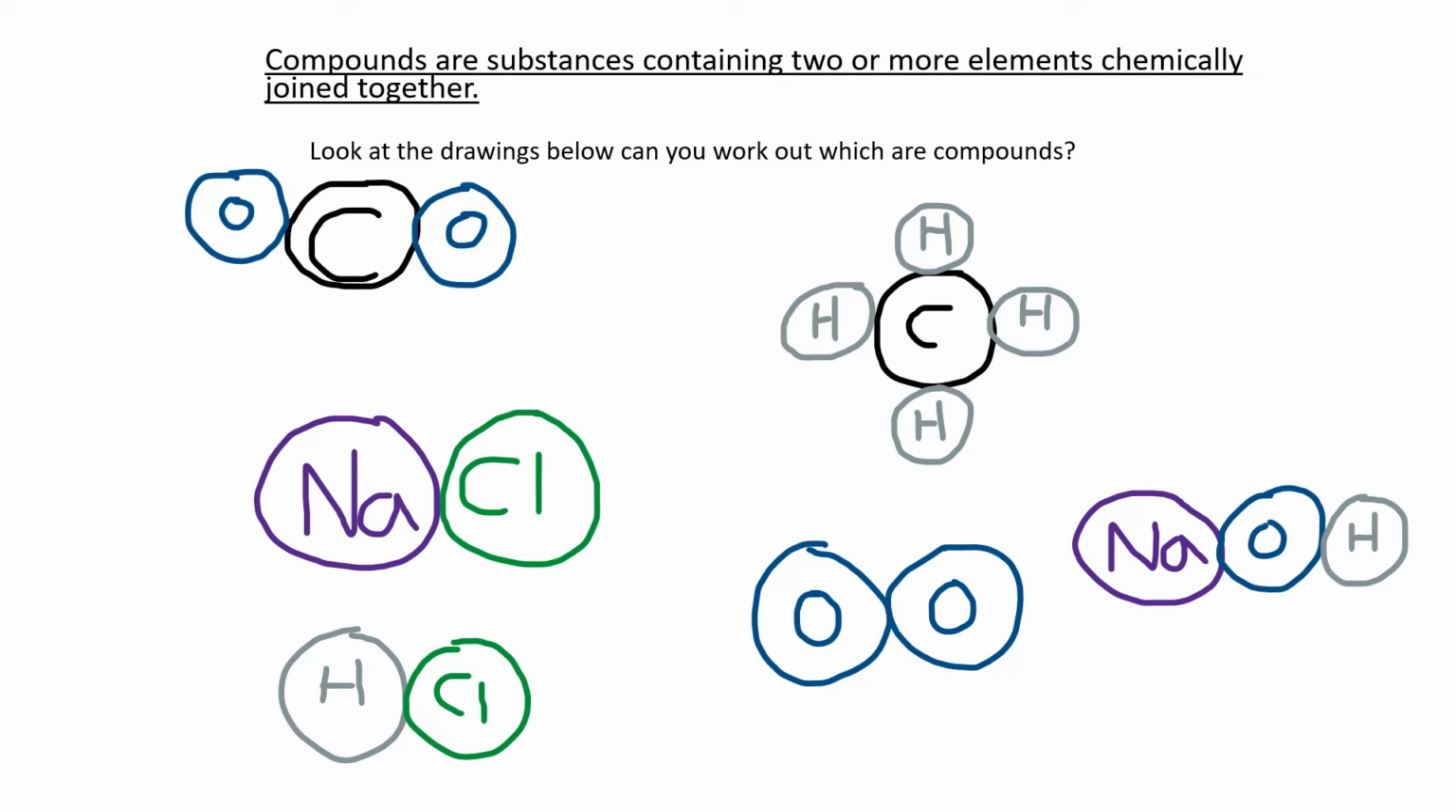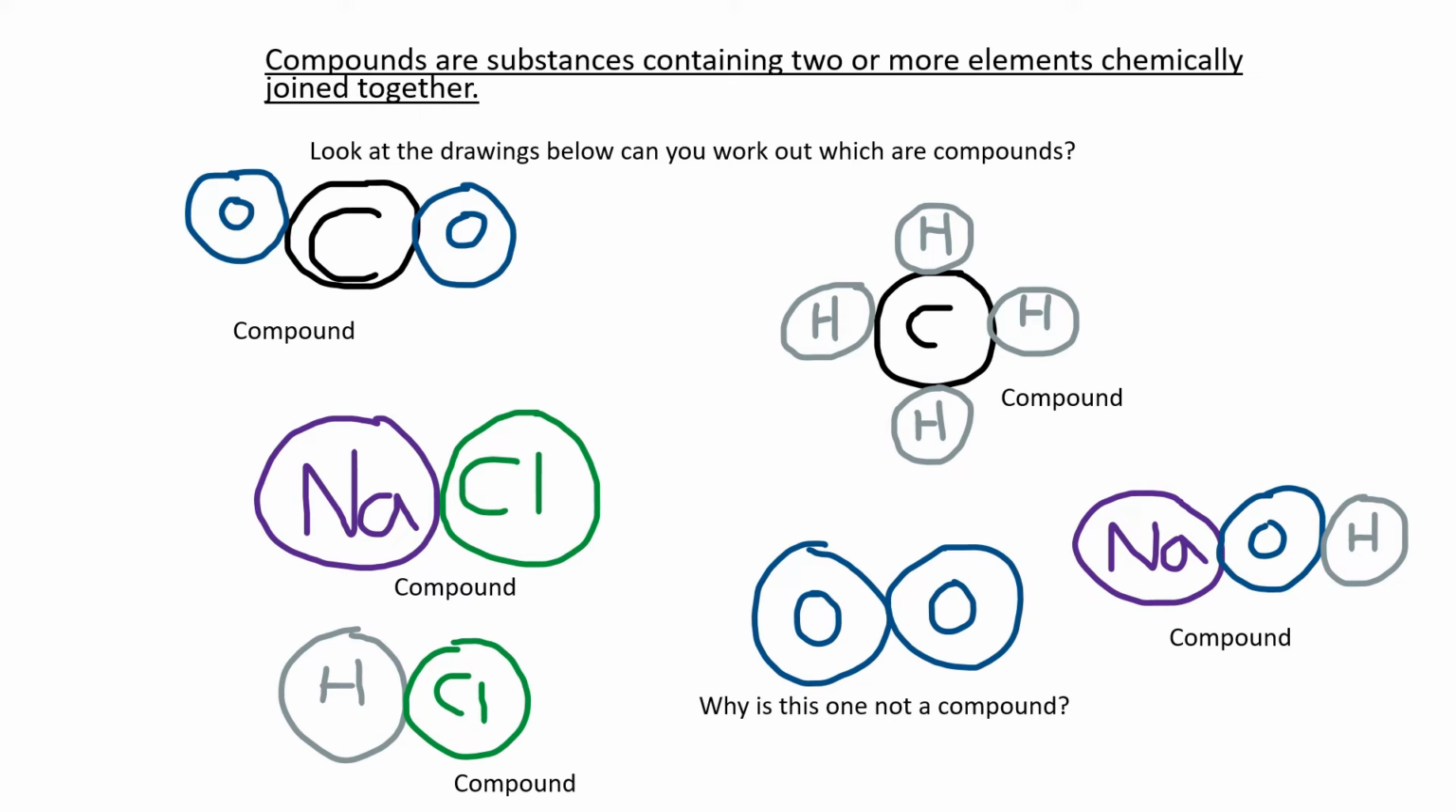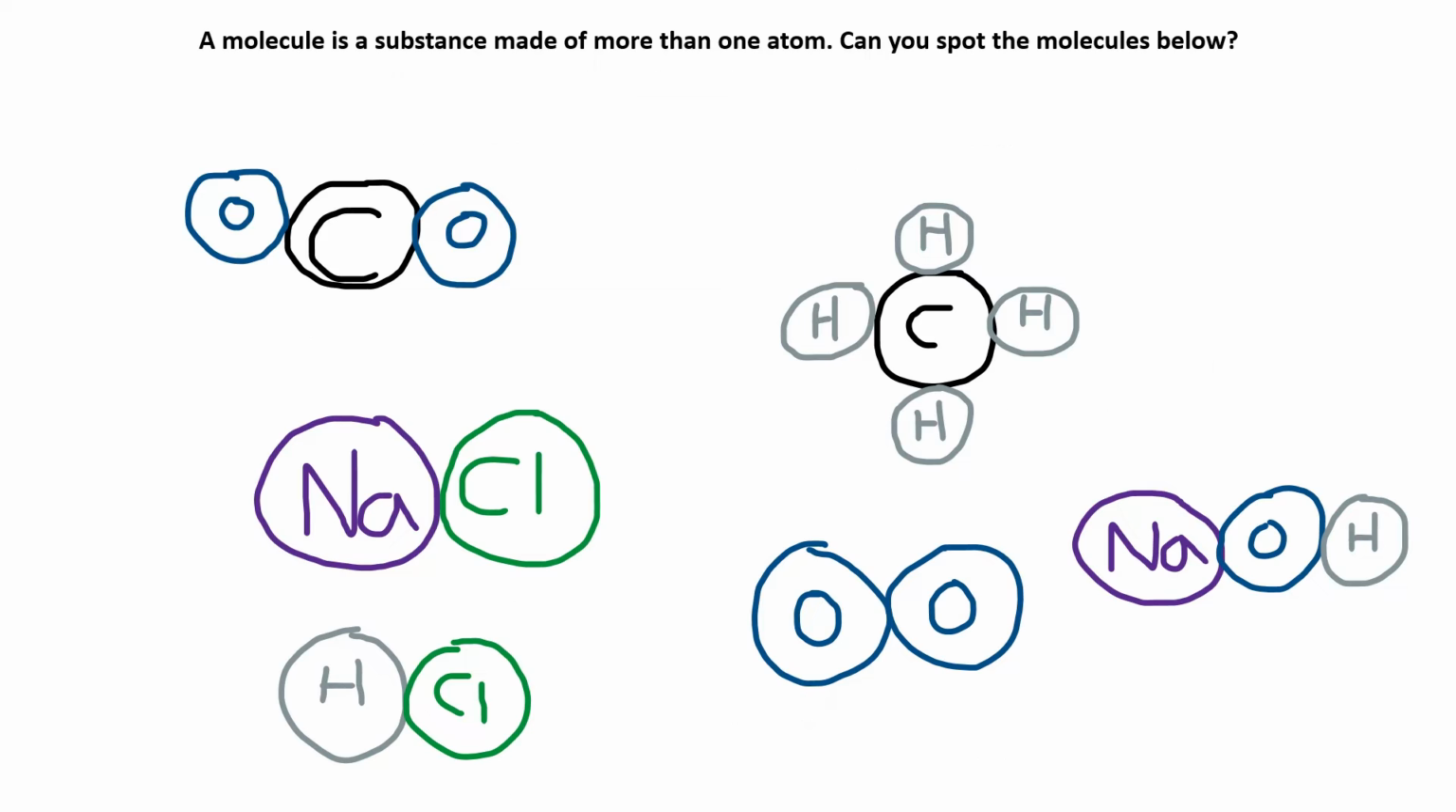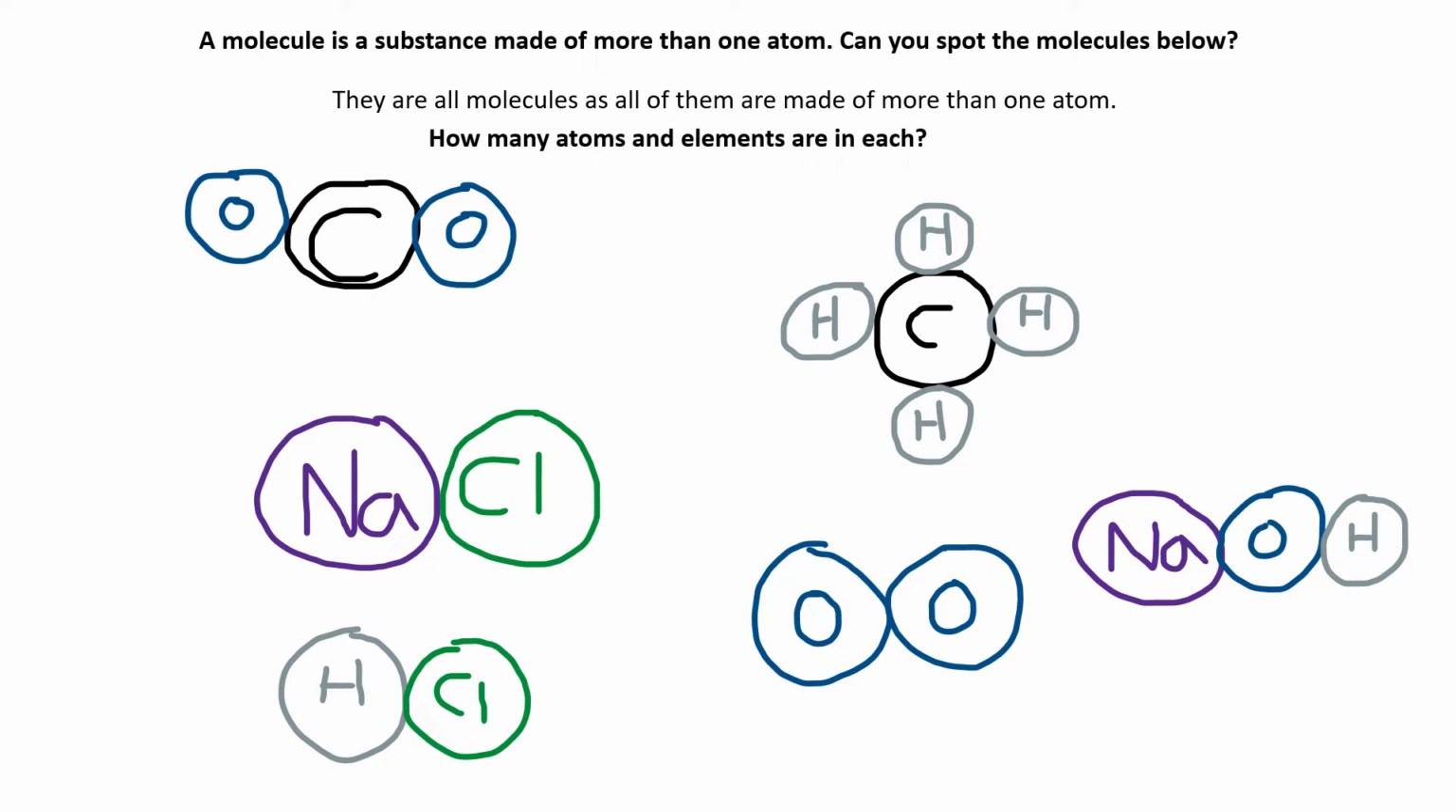Look at the diagrams below and see if you can work out which are compounds. Pretty easy, right? The only one that's not a compound is this one in the middle. It's oxygen. It contains two atoms of oxygen, and as it only has one element, it's not a compound. But we have another definition. A molecule is a substance made of more than one atom. They're all molecules, as all of them are made of more than one atom. Can you work out how many atoms and elements are in each?